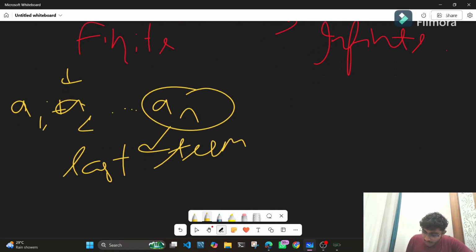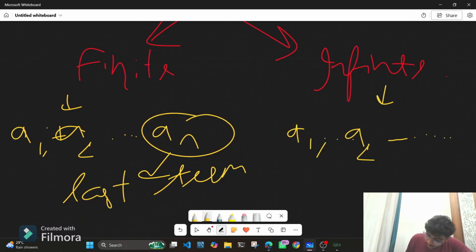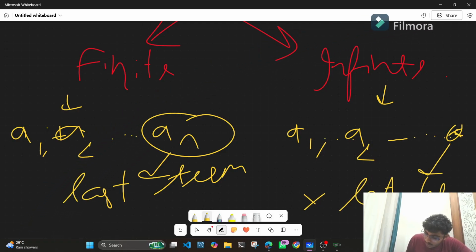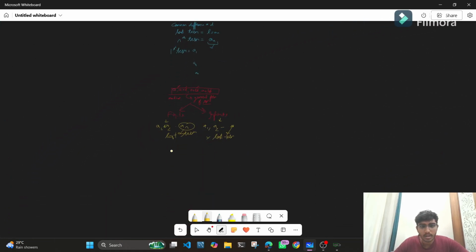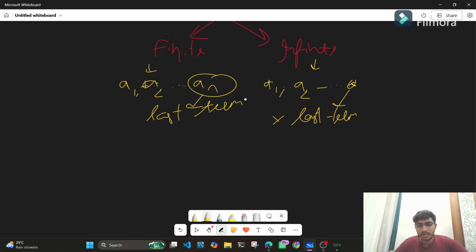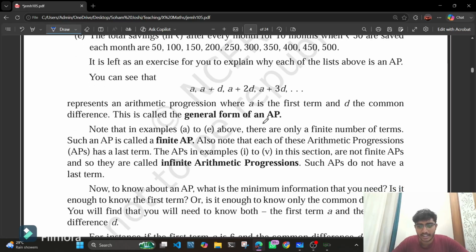But for infinite we don't have a last number because it can go up till infinity. So a2 and it can go till anywhere. So we don't have a last term over here. No last term present. That is the only difference between finite and infinite. Maybe the solving techniques differ slightly over here, but that is not a problem. So this is what finite and infinite AP mean.